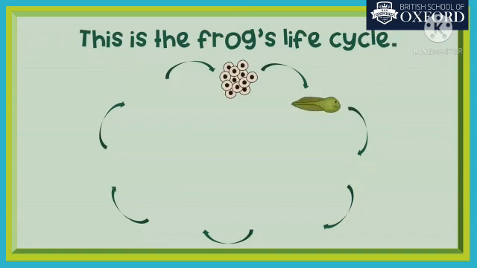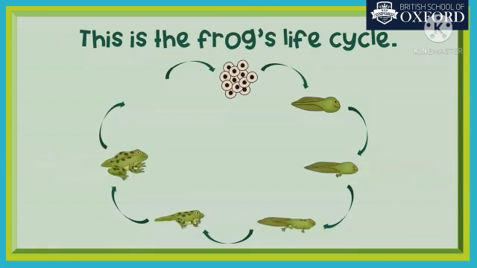Eggs, tadpole, 2 legs, 4 legs, lives on land, becomes bigger, turns into an adult frog.